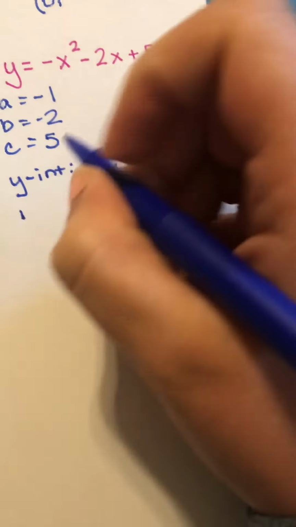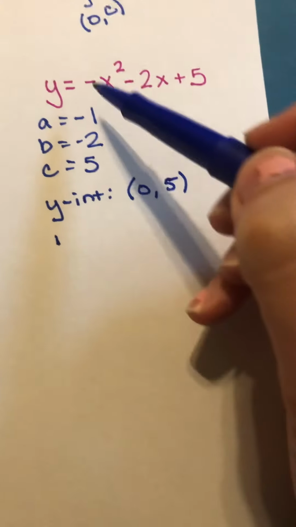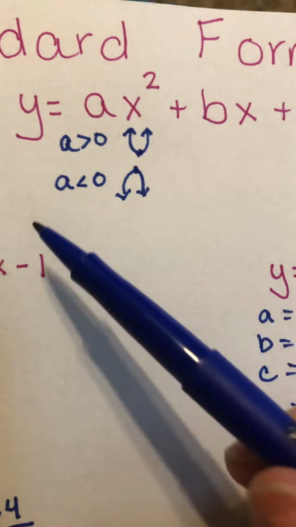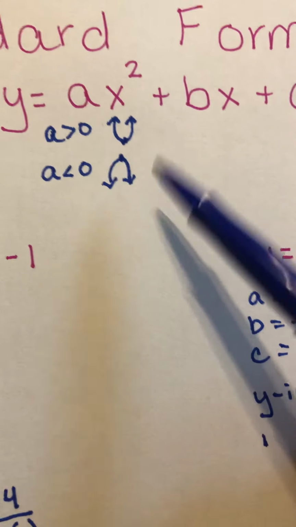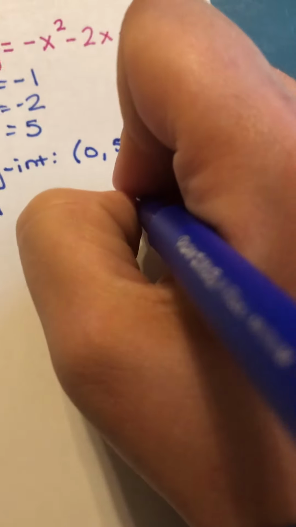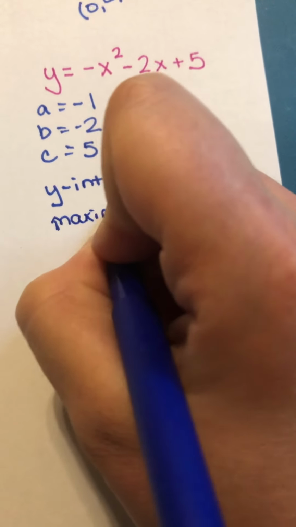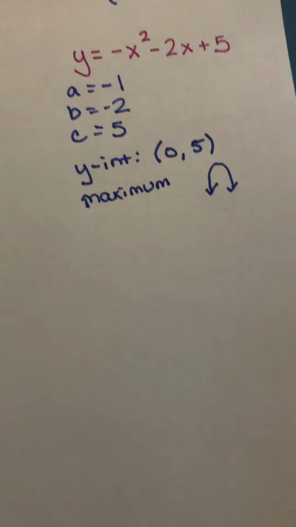We can also find whether this graph has a minimum or maximum by our a value. In this case, our a value is negative 1, which means it's less than 0. So our graph would open down. Our graph would look like that. So that means our vertex is a maximum. It's going to be the highest point of the graph.